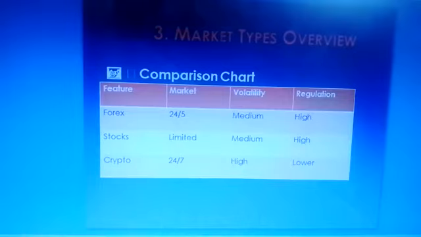No, there might be a week where the stock market might just go on a break and you can't access your stocks, you can't buy stocks, you can't trade stocks and all of that. Its volatility is medium and its regulation is also high as Forex. It has very, very high regulation because it involves company shares and all of that. Now cryptocurrencies are 24 hours, 7 days a week. Its volatility is very high. Its regulation is not as high as stocks and Forex.